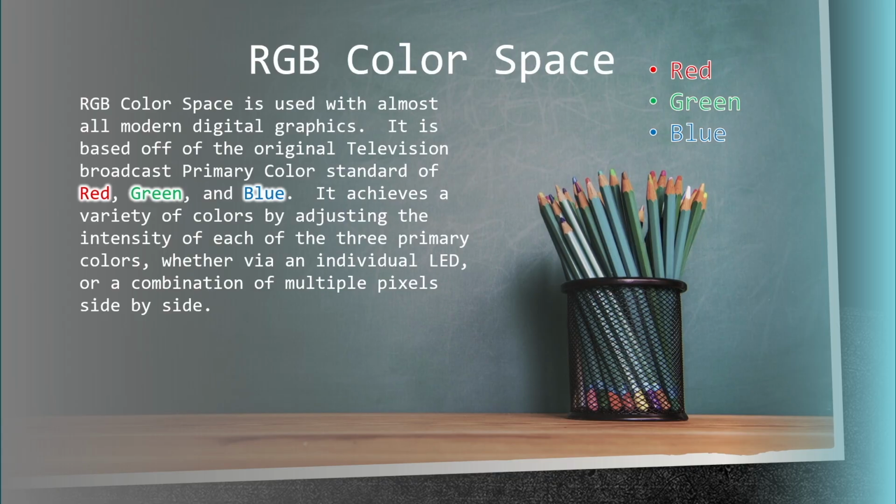So the way that the color space works is it achieves a variety of colors by adjusting the intensity of each of the three primary colors, red, green, and blue, whether it's via an individual LED or a combination of multiple pixels side by side.